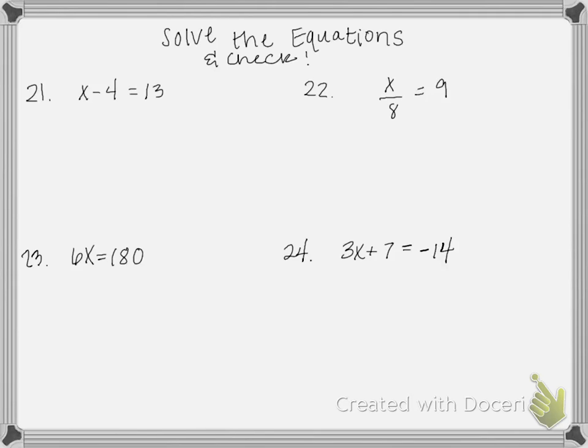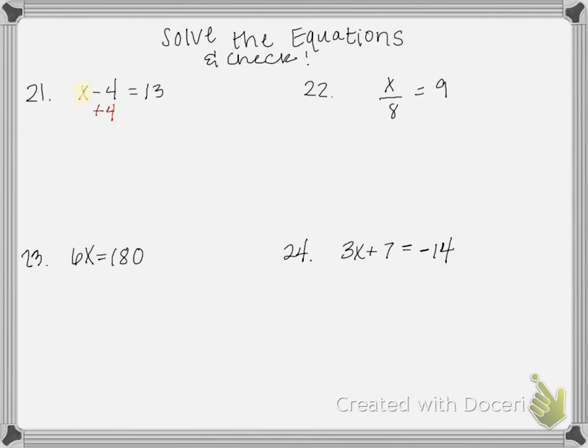So with solving equations, we've learned that what you do to one side of it, you have to do to the other. And then also, if I'm trying to get rid of something, I'm going to do the inverse operation. It might be easier to think of that as the opposite. So whenever we look at number 21, we have x minus 4 equals 13. So my goal is to solve for x, meaning we want to get this guy right here by himself. So to do that, I have to get rid of the minus 4. And to get rid of minus 4, I would do the inverse operation, which is add.